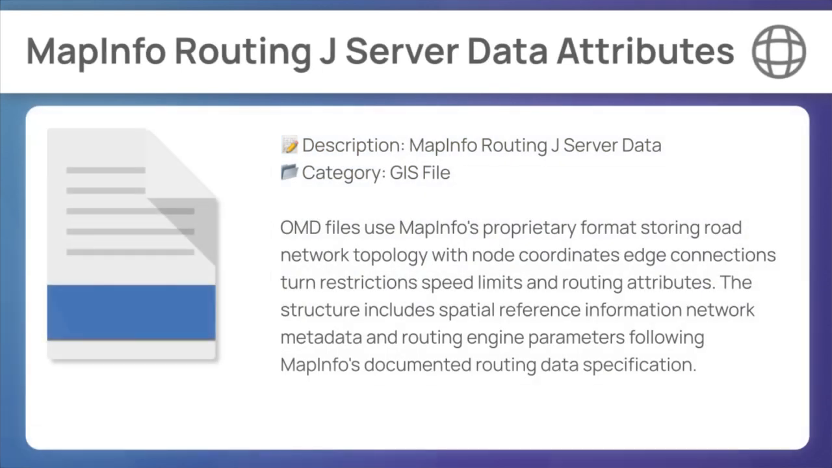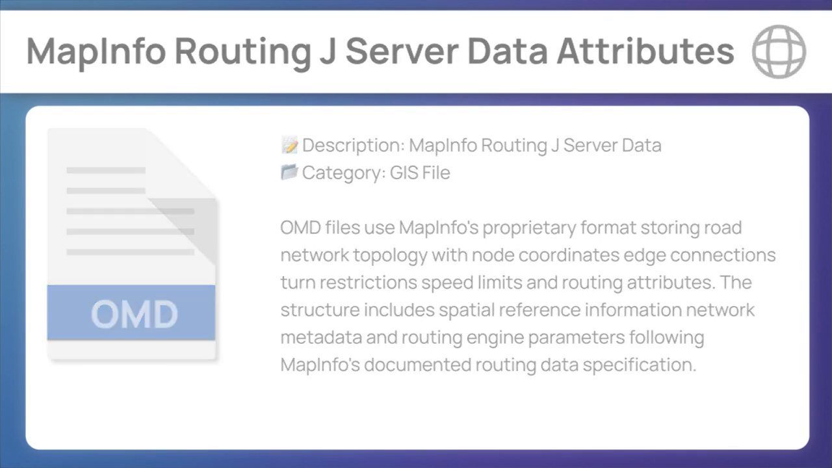Files use MapInfo's proprietary format, storing road network topology with node coordinates, edge connections, turn restrictions, speed limits, and routing attributes. The structure includes spatial reference information, network metadata, and routing engine parameters following MapInfo's documented routing data specification.